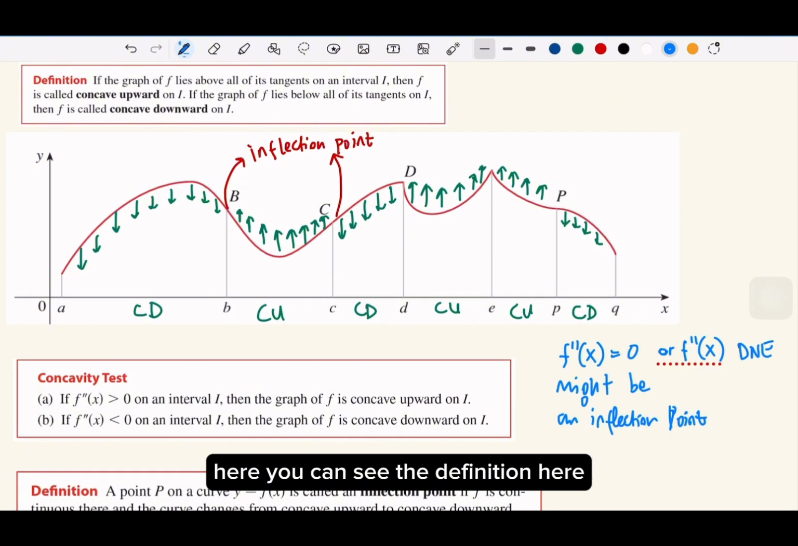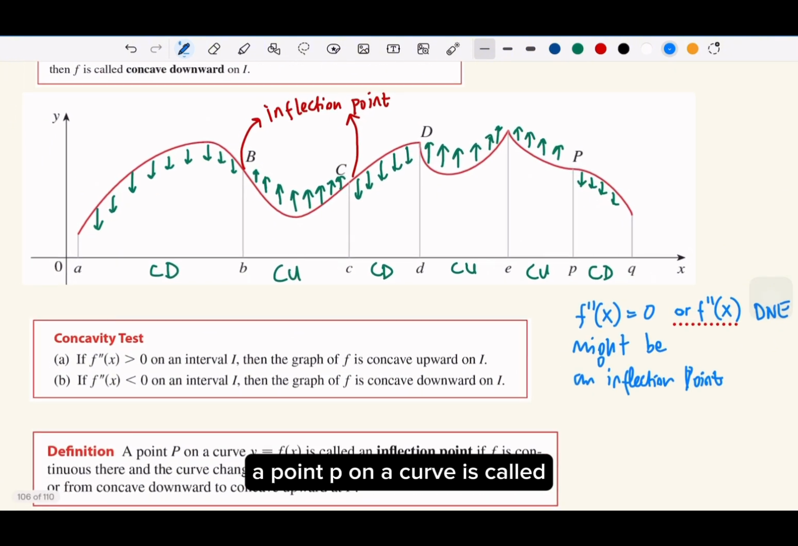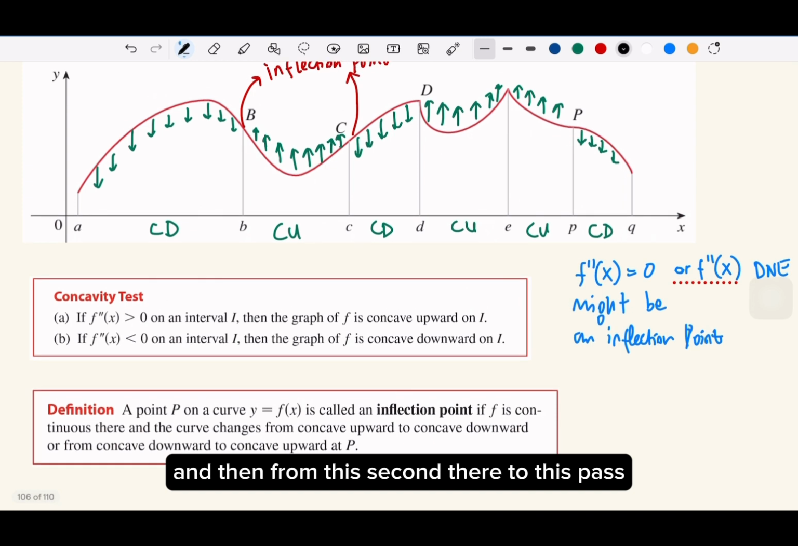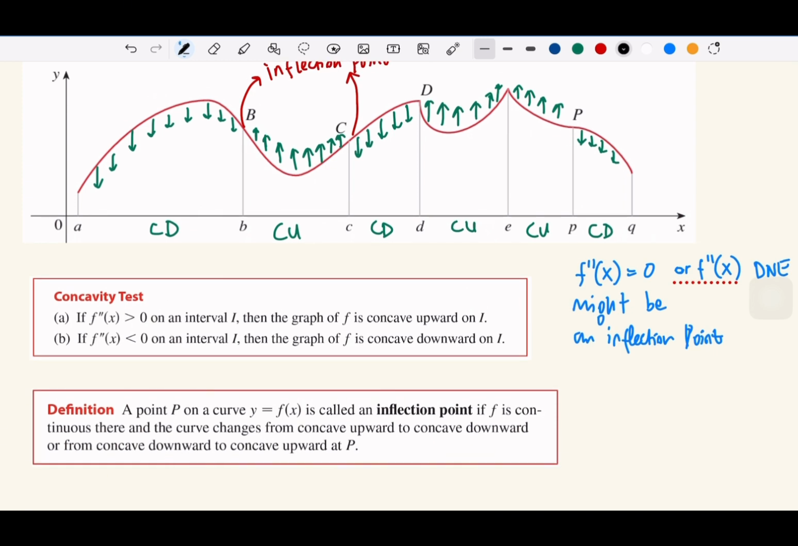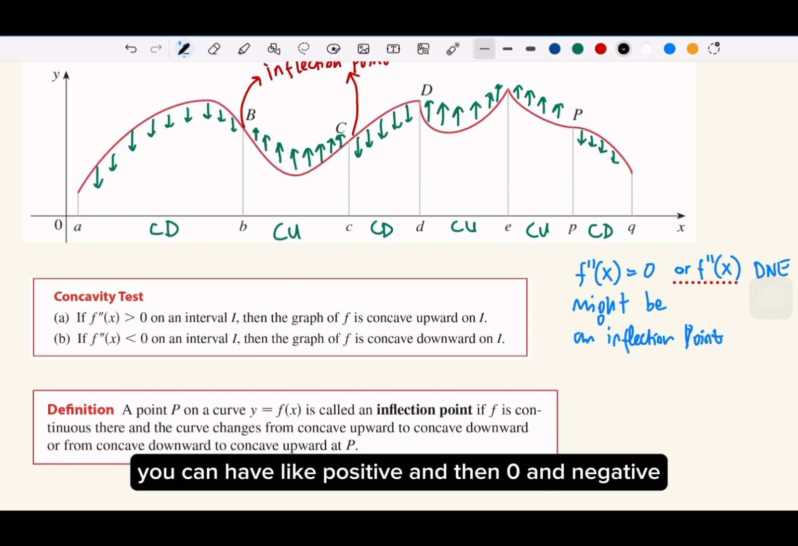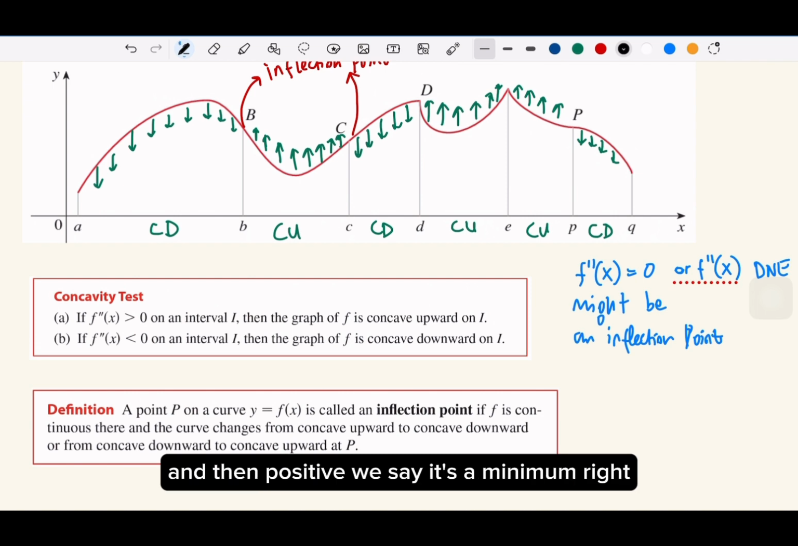Here, you can see the definition. A point P on a curve is called an inflection point, blah, blah, blah, if the function is continuous and the curve changes concavity. And then, from this second derivative test, we could draw another conclusion. Remember that with the first derivative, you can have positive, then 0, and then negative. We say it's a maximum, right? And when we have negative, 0, and then positive, we say it's a minimum, right?